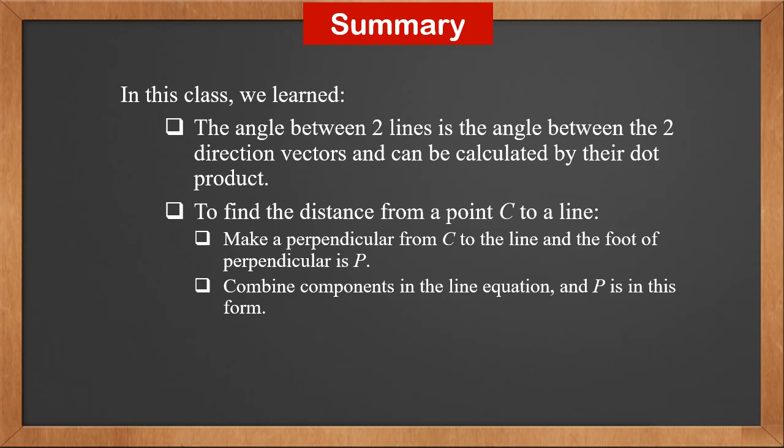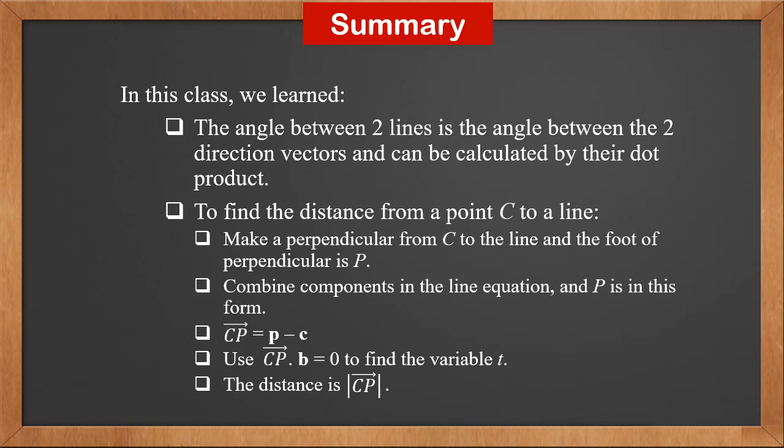Combine components in the line equation, and P is in this form. Calculate vector CP, which is P minus C. Use CP dot b equals 0 to find the variable t. The distance is the magnitude of CP.